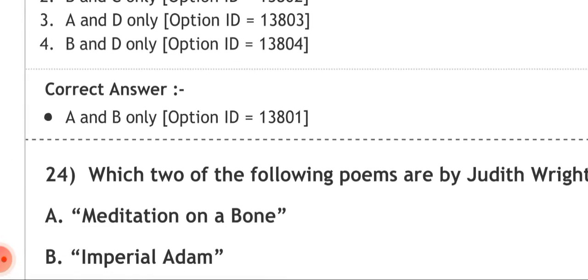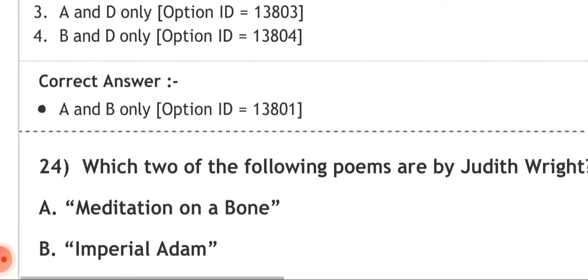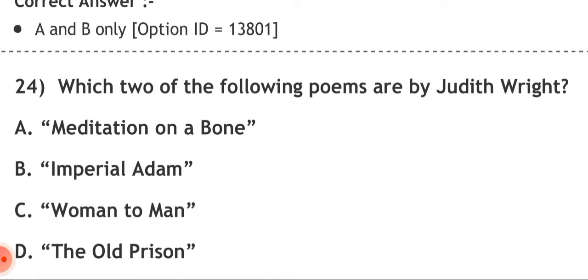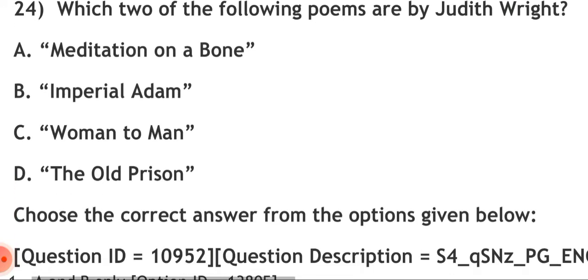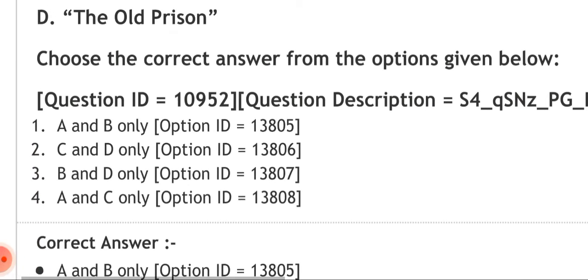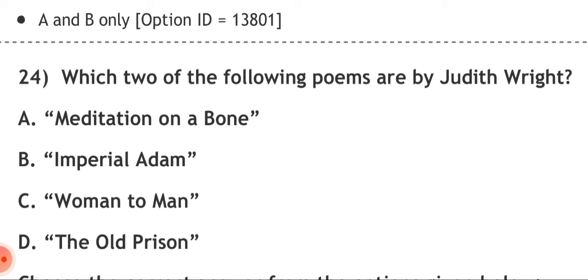Next question. Which two of the following poems are by Judith Wright? So we all know about Judith Wright. Now we have to find out her works. Number A is saying Meditation on a Bone. Number B is saying Imperial Adam. Number C is saying Woman to Man. Number D is saying The Old Prison. So the correct answer is A and B only, C and D only, B and D only, A and C only. So the correct answer will be A and B only. That means Meditation on a Bone and Imperial Adam.